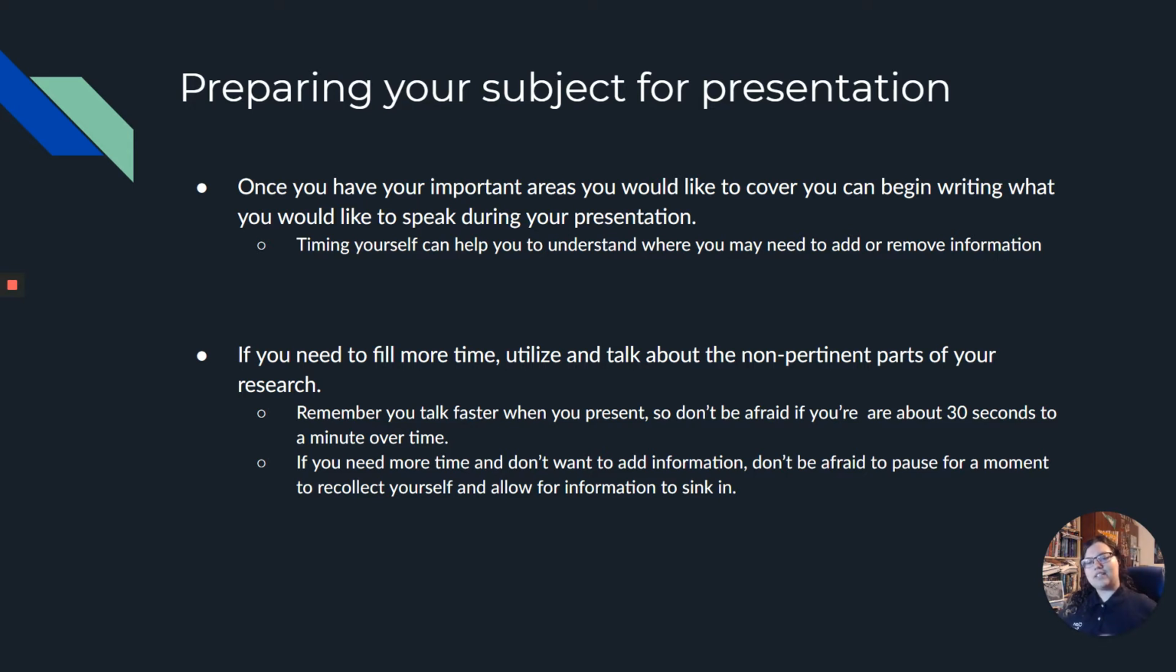If it turns out that you are over time, so let's say your presentation is 10 minutes, you can identify areas where you may need to remove information, where that information is not as important. If you are under time, if you need to fill more time, you can utilize and talk about the non-pertinent parts of your research, if it is an instance where you have covered all of the important areas that you would like to address.